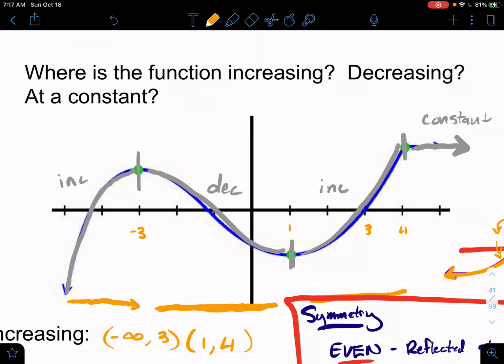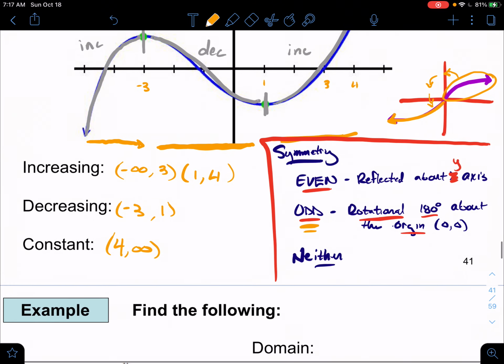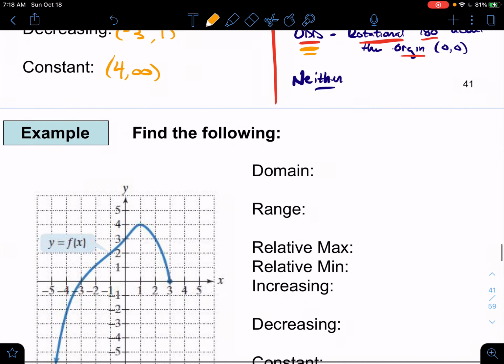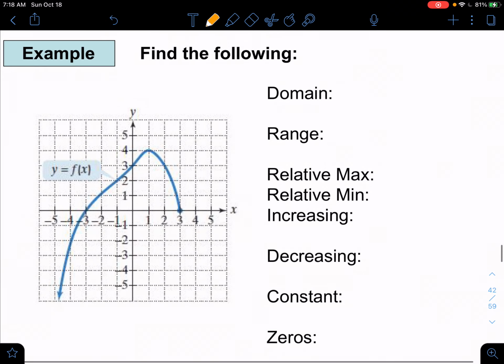There's no reflection across the y-axis that would make it land on it. So there is no symmetry happening here. This is really what your homework's going to look like down here, is where you're going to start to try to really tie all of these ideas together.